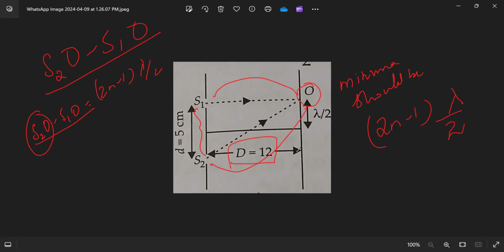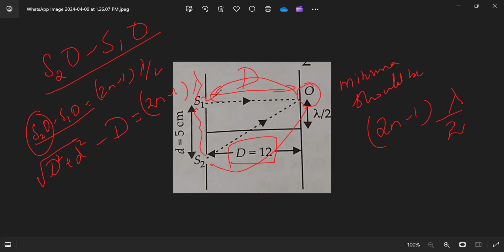We have all done a derivation, correct? Root of d square plus d square minus d, it's just taking the Pythagoras, minus d. S1O is what? S1O, what is the distance? D only. Correct? S2O, I will be taking the Pythagoras. Yes, root of d square plus d square minus d is equal to 2n minus 1 into lambda by 2.